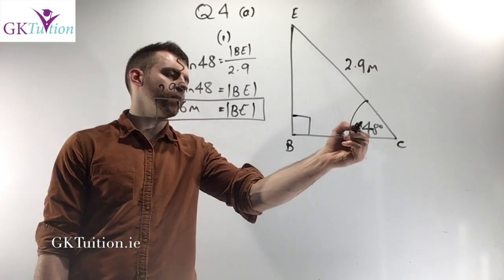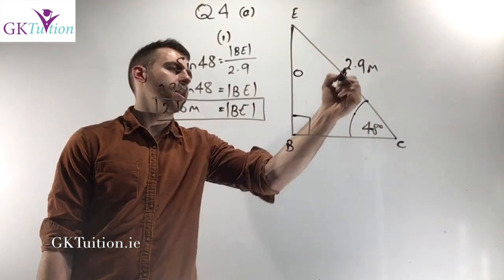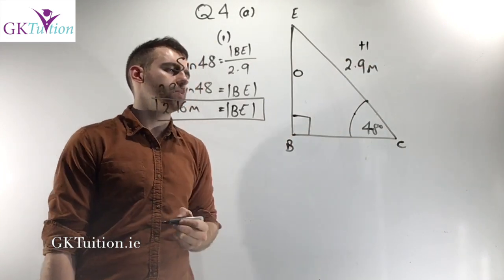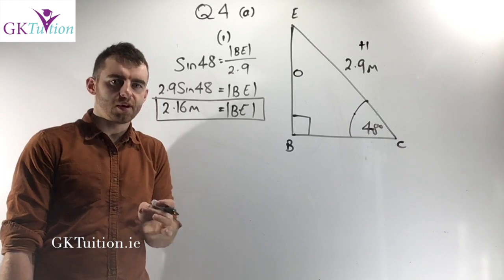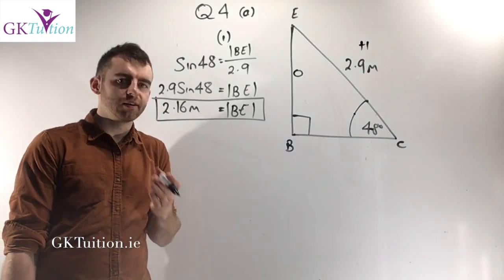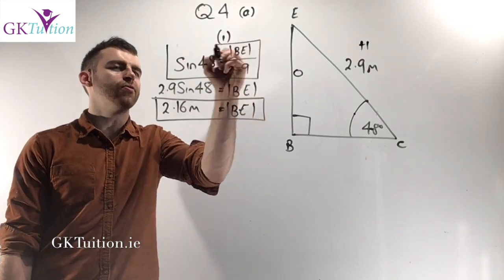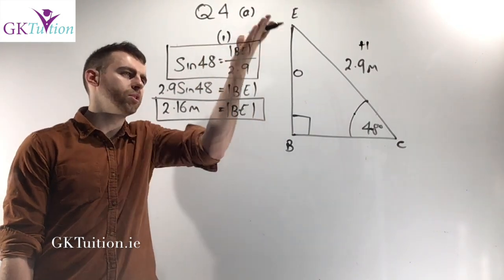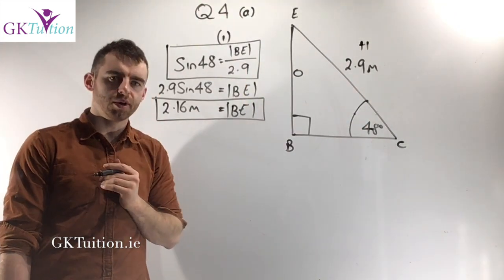You should have identified that if this is the angle you know, you're looking for the opposite, and you have the hypotenuse. If you're dealing with the opposite and the hypotenuse, then you're dealing with sine, because I know that the sine of an angle is the opposite over the hypotenuse. If I use that, I end up with the sine of 48 is equal to the opposite, which is the distance BE, over the hypotenuse, which is the distance 2.9.